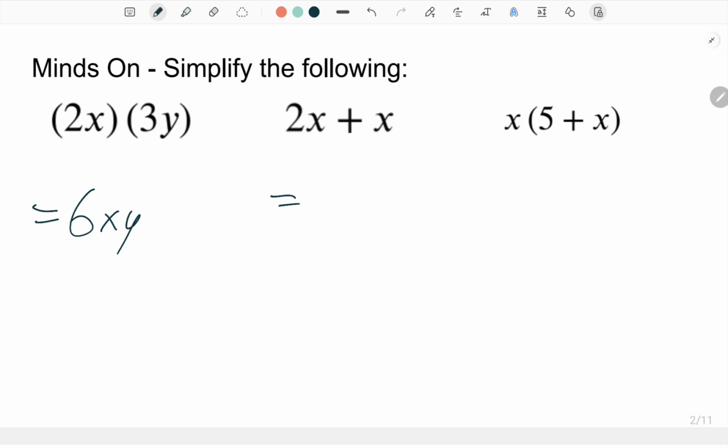What if you're adding like terms? This is way back to grade 9. 2x plus x. Well, they're like terms, so you just combine them together and leave the x as is. So 2x's and another x make 3x's.